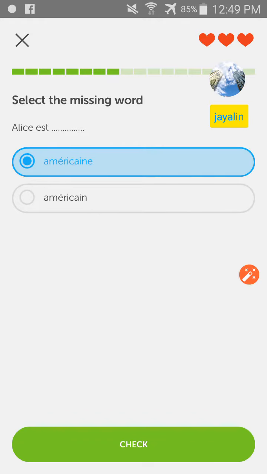Alice est américaine. The reason why we're using the first one is because it's a feminine. It's gotta be feminine because it's Alice. We're gonna have to use the one that ends with E, the feminine form of American.